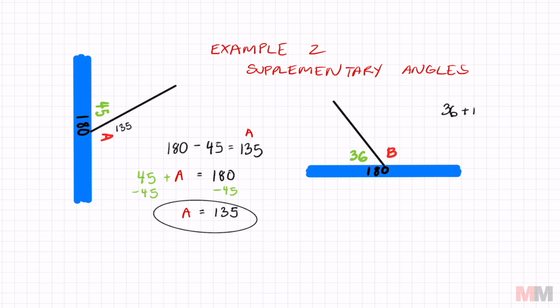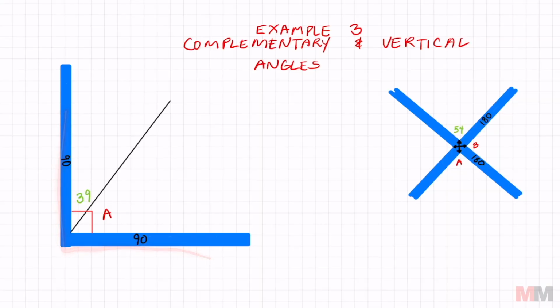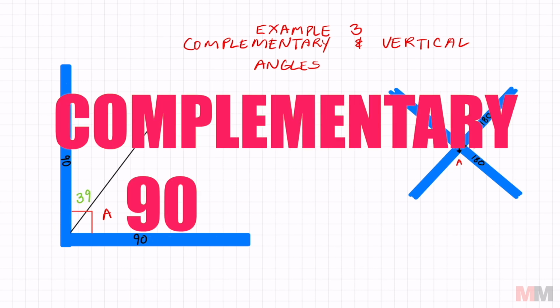36 plus B equals 180. If I add these two angles, it should equal 180. And now all I gotta get is B by itself, and that's easy. All you gotta do is subtract 36 from both sides, and you will get B, 144. Easy.